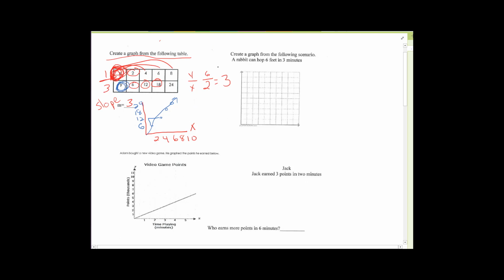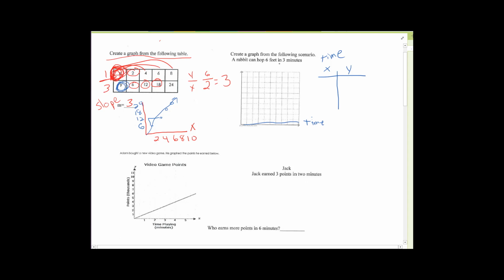Next one, create a graph from the following scenario. A rabbit can hop 6 feet in 3 minutes. Well, let's start with a chart here. We're going to have our x and our y. And time usually is x. And this line here is x, right? So usually this is time. So let's do it like that.